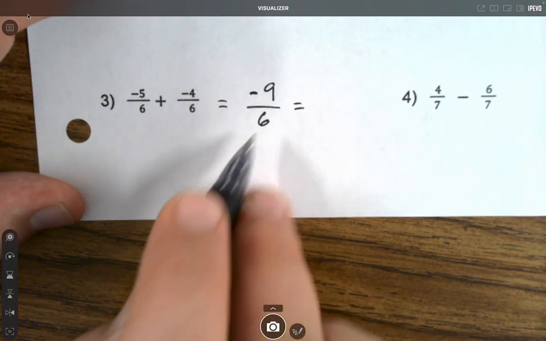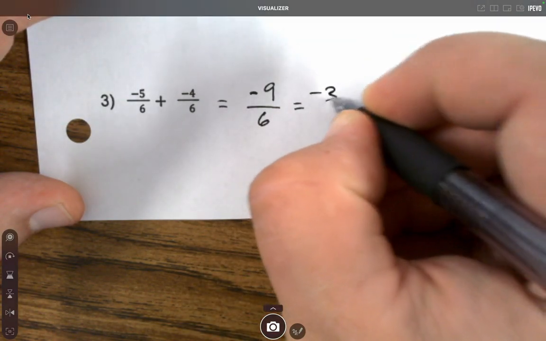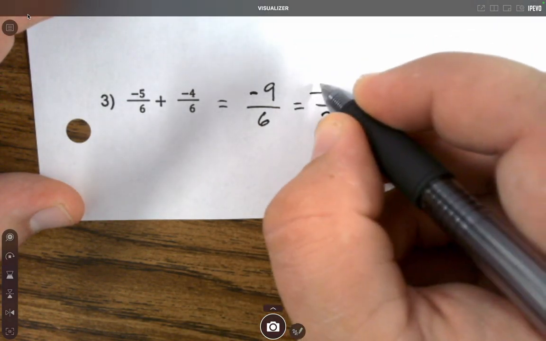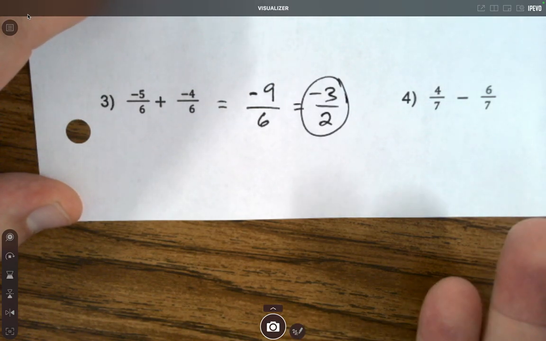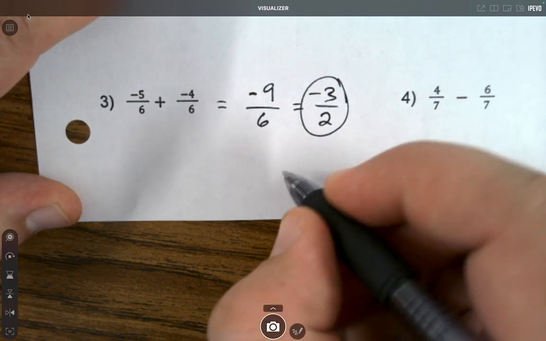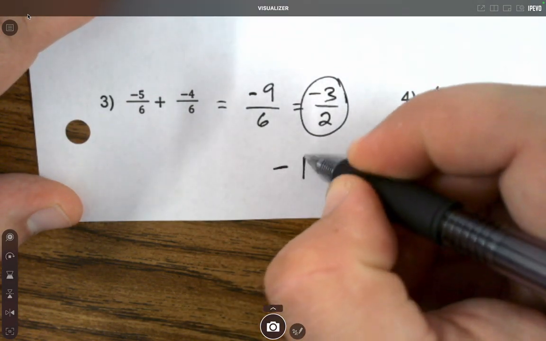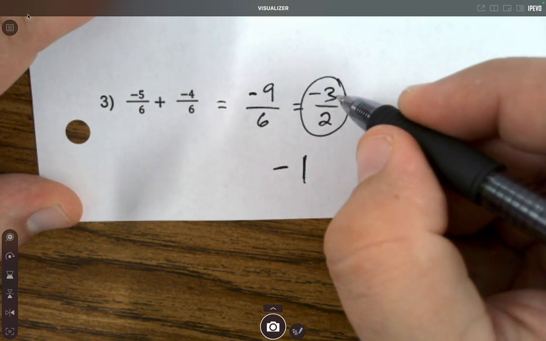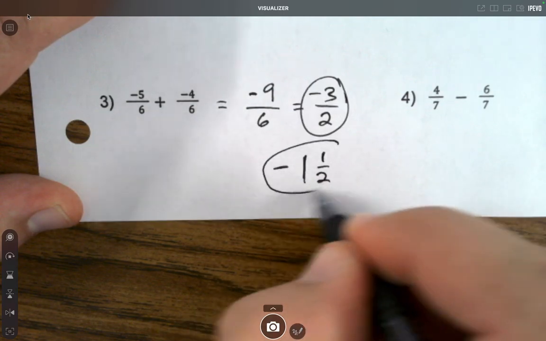And this also can be reduced because they're both divisible by 3. So we divide negative 9 by 3 and divide 6 by 3. And you can leave the answer just like that, or since it's improper, if you want to change it to a mixed number, you can. Just keep the negative out front, say 2 goes into 3 one time, then there'll be a remainder of 1 that goes in the fraction. So you can answer that either way.